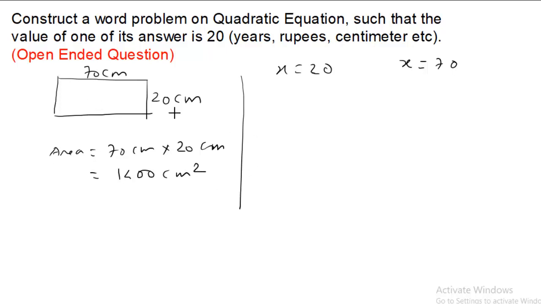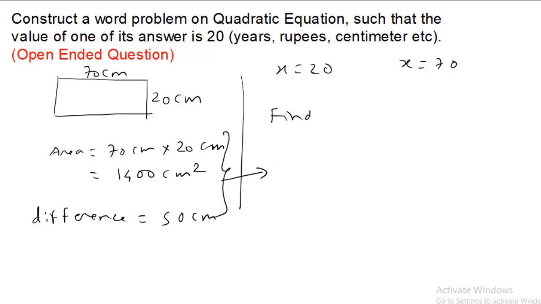Now let us describe this situation here. The area is 1400 centimeter square, and you can observe that the length is 50 centimeter more than the breadth, or we can say the difference between length and breadth is 50 centimeter. So according to this data, let us frame the word problem.